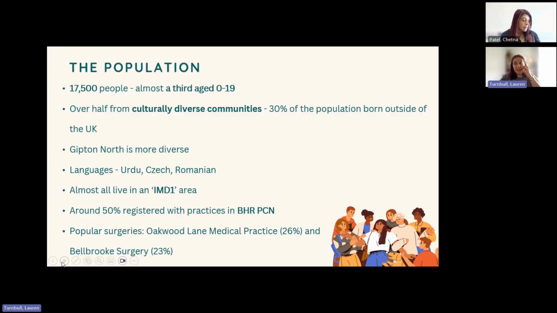Similar to what Chetna has said about Bermondsey and Richmond Hill, almost all of the population are living in an IMD1 area. So that means one of the most deprived 10% places nationally. And there are also some areas, so Easterly Grove and St Wilfrid sit in the 1% most deprived nationally. So that's across the country, they're in the 1% most deprived.